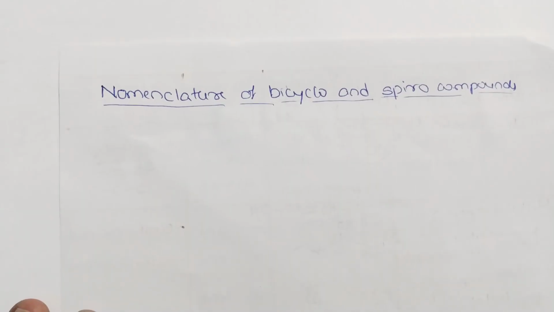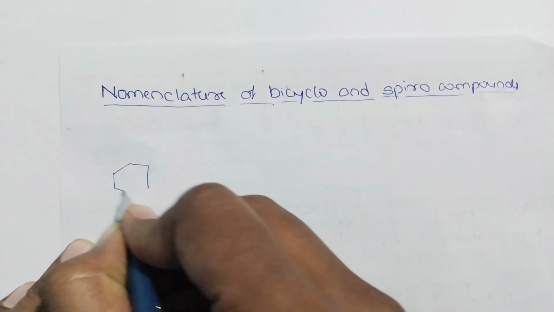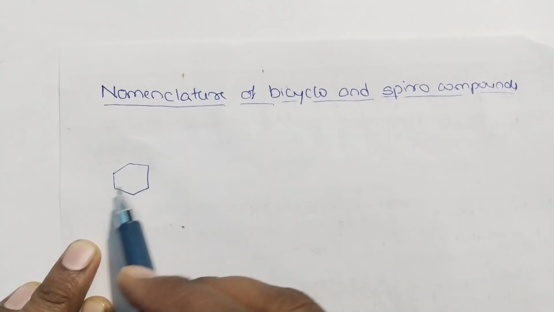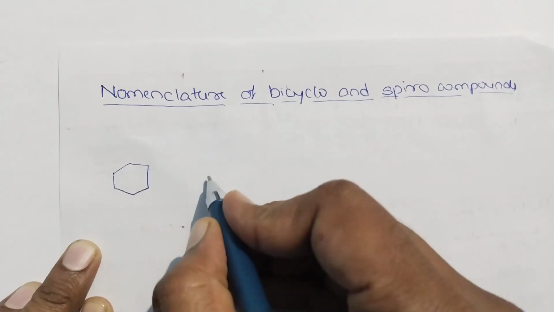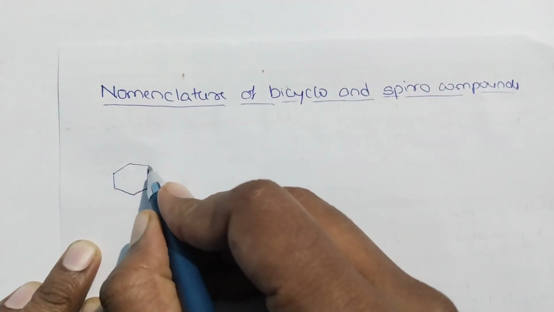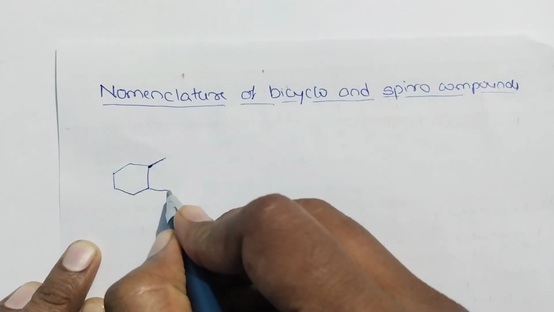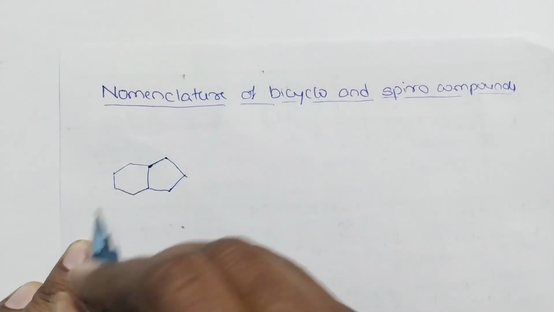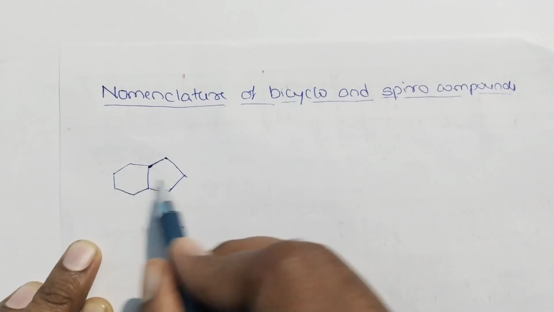In this video, you shall understand the nomenclature of Bicyclo and Spiro compounds. You know that this type of molecules are called cyclic molecules. These are cyclohexane, hence cyclic compounds. Cyclo, it is called cyclo. When this is attached to another cyclo group, this type of compounds are called bicyclo compounds.